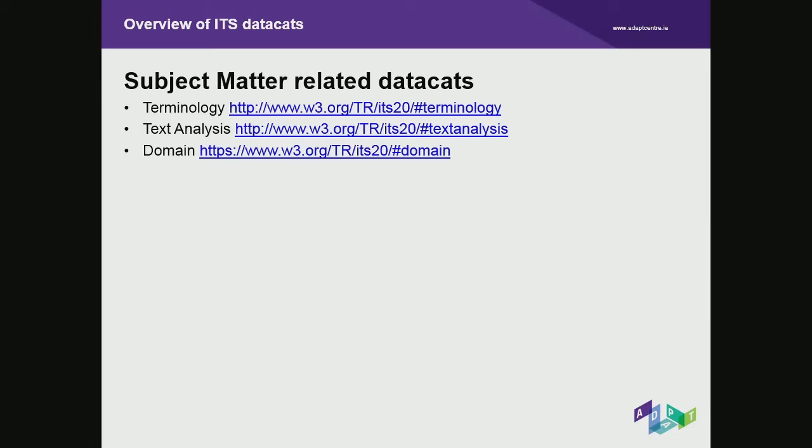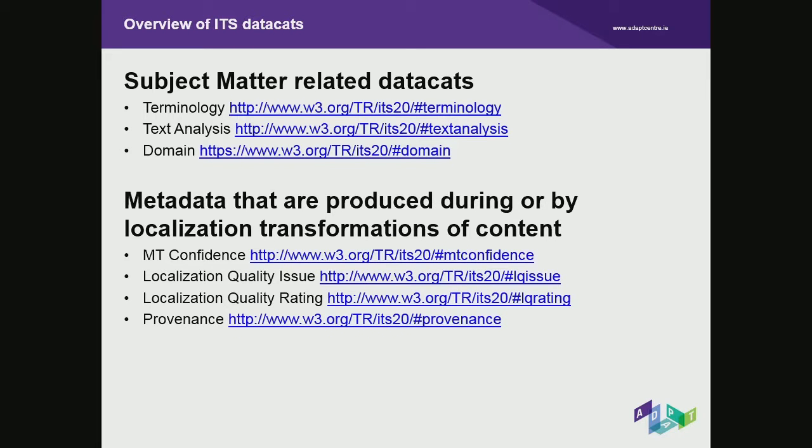Then the next class is the subject matter data categories. You can again have your terminology, text analysis, or the domain of your content. And this class is being produced during the project. So you have your machine translation confidence, different sorts of ratings, quality assessment, and also tracking the provenance of the whole project.